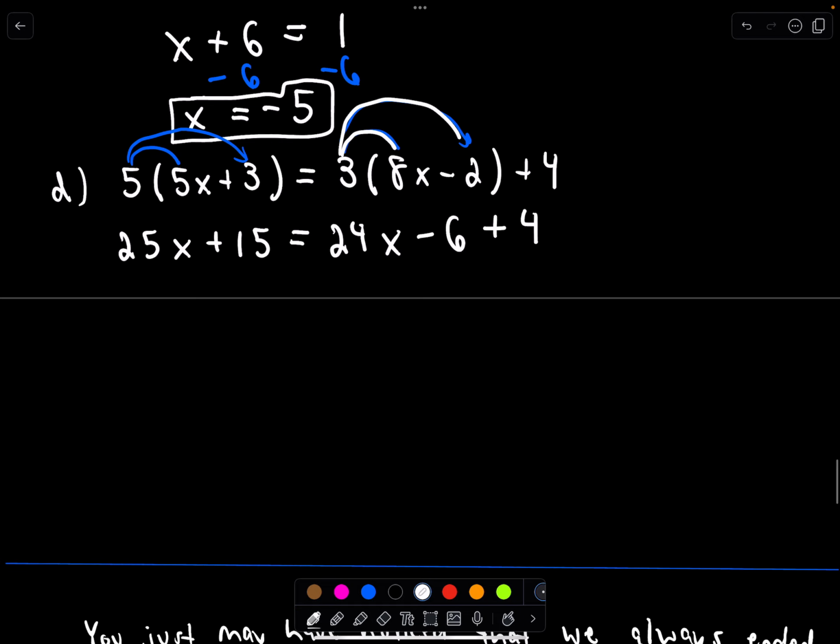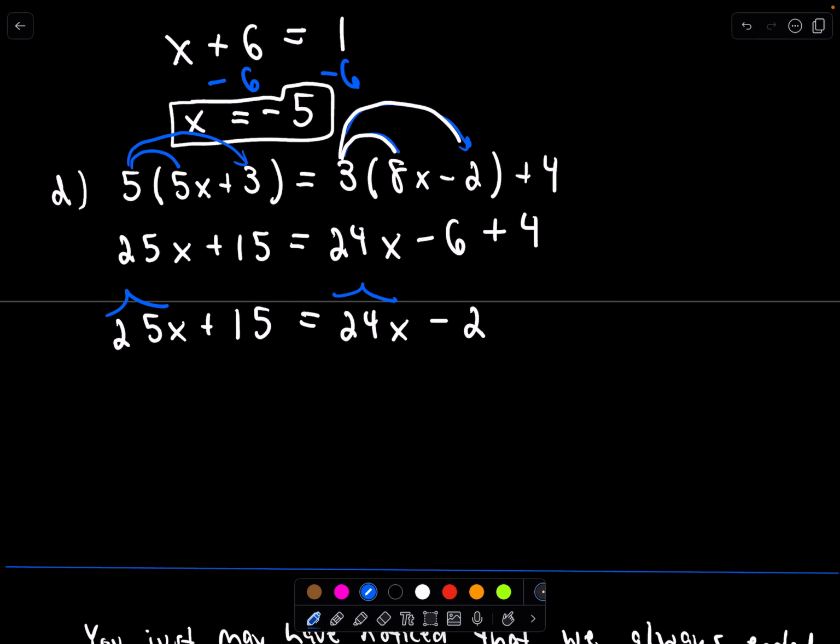I'm going to do one step and just combine my like terms on the right. So I've got negative 6 plus 4. That's going to leave me with negative 2. And as you get more comfortable with these, you can certainly start combining many steps at once. But we'll try to show a couple extra. Well, again, I see a 25x, I see a 24x. I'm going to subtract that smaller coefficient. So minus 24x from both sides.